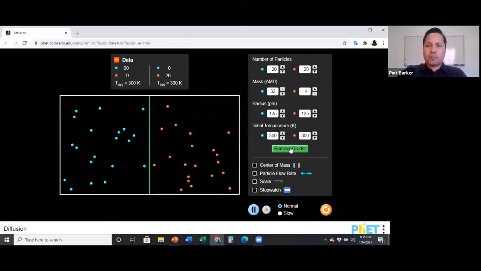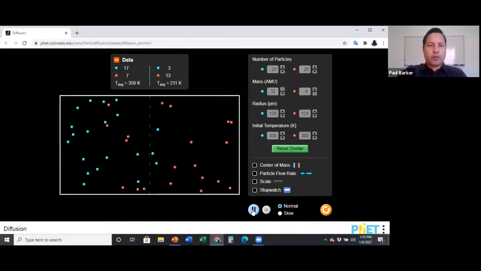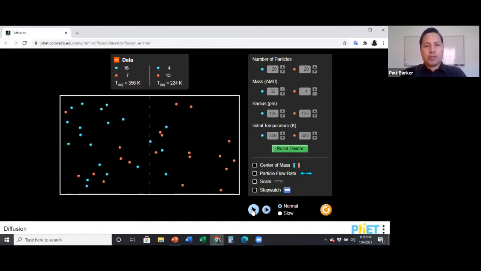So let's do that. Remove the divider, let it go for a couple of seconds, and I stopped it. Now you can see after about 2 seconds, there are 7 molecules on the left-hand side that are red, so they transferred from the right side over to the left, and about half as many blue on the right-hand side. Why were there so many more molecules on the left side? Because they're moving faster, because they're much lighter. So this is a process that could be used to separate molecules due to their different velocity, because of the difference in either density or because of the difference in mass.